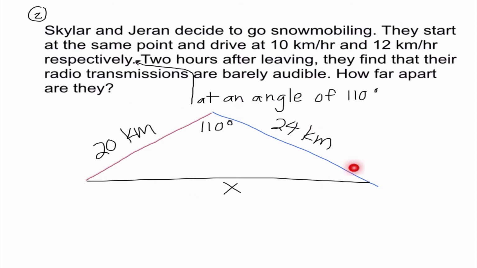So at this point, I have enough information in my triangle. And once again, it looks like we are only dealing with one angle. So I'm thinking we are going to use the law of cosines again.